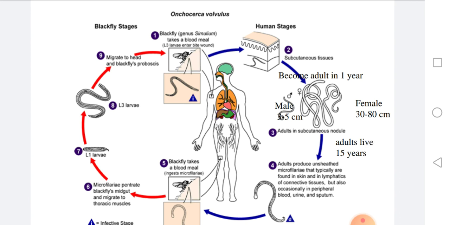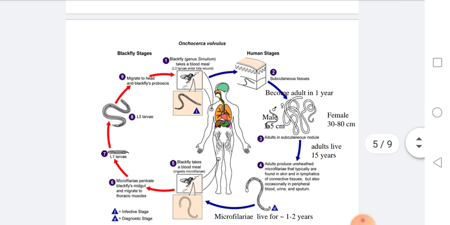This is a figurative demonstration of the life cycle. I'd like to mention here that the microfilariae can live in the subcutaneous tissue from 1 to 2 years.